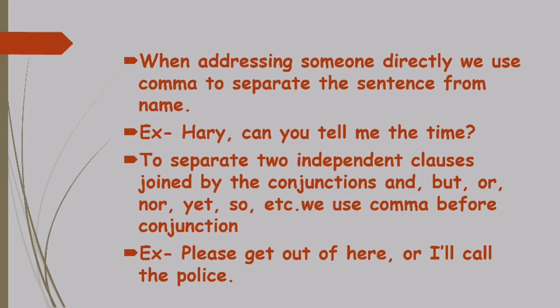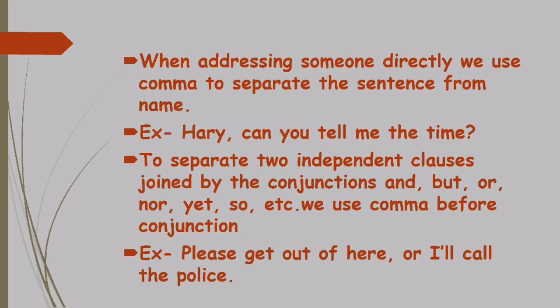When addressing someone directly, we use a comma to separate the sentence from the name. If you are directly addressing a person by name, like Harry, can you tell me the time? So Harry is the name of that person, so you have to separate the name from the rest of the sentence. Harry, comma, can you tell me the time?